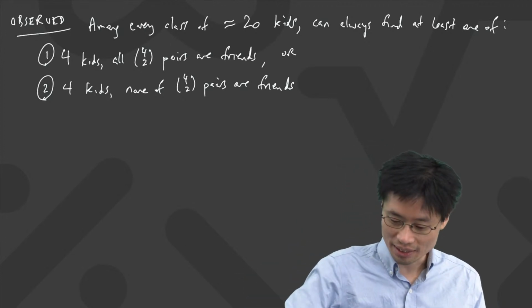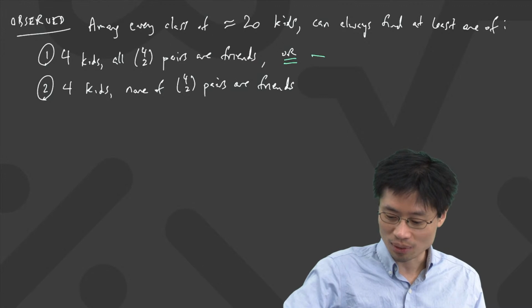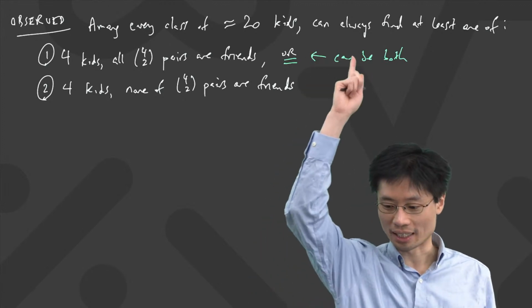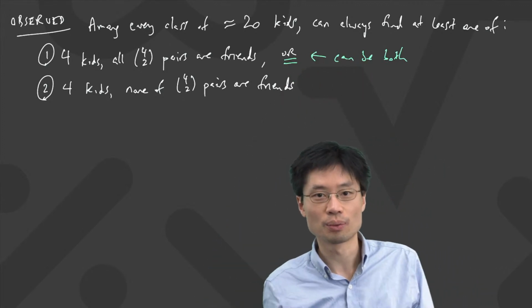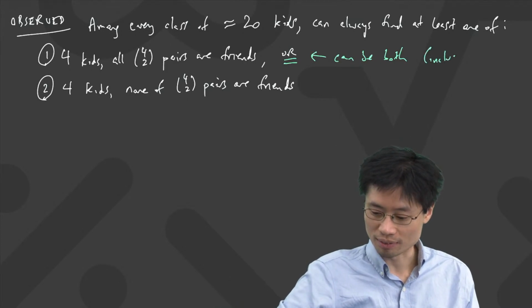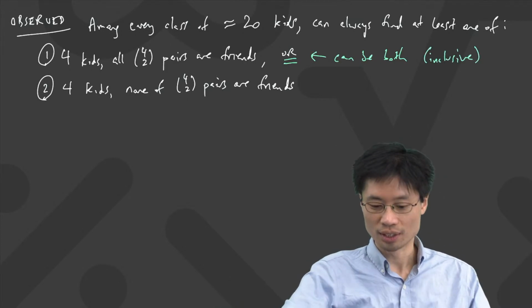Something to emphasize here: in mathematics, the word "or" can mean both. That's why I emphasized that up here, it's like at least one of these is true. So whenever we use the word "or," we mean inclusive or. That's the inclusive nature of the word "or."